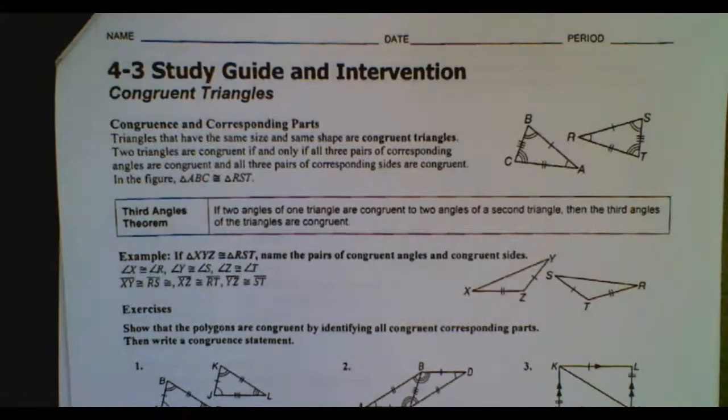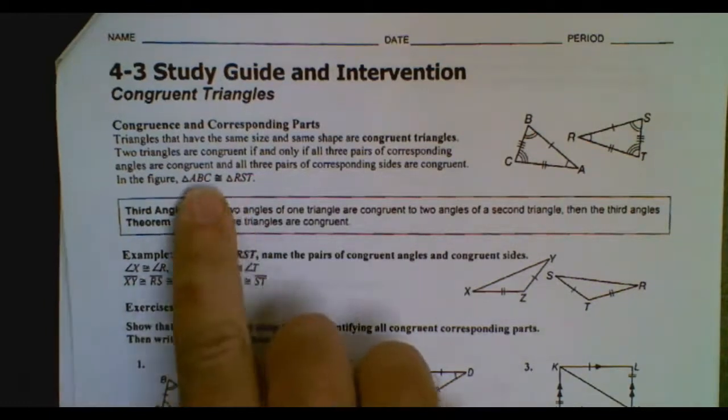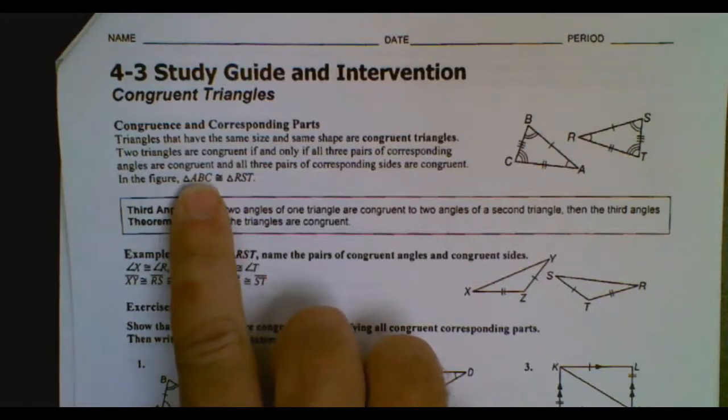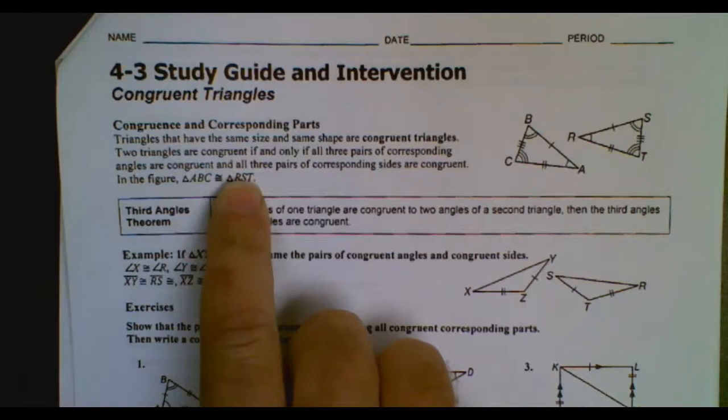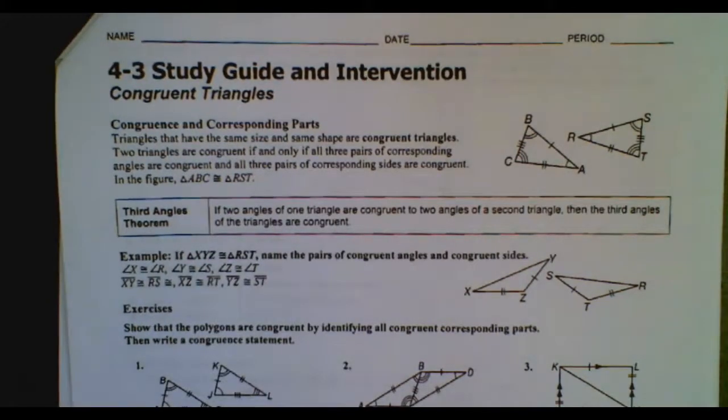So the idea is, when we have congruent triangles, all 6 parts are congruent. And within a congruence statement, we're being told which parts from this triangle correspond to which parts of the other triangle. Super, super important when we look at a congruence statement.